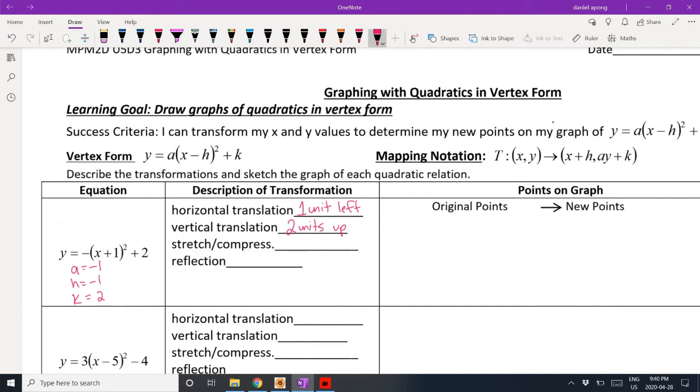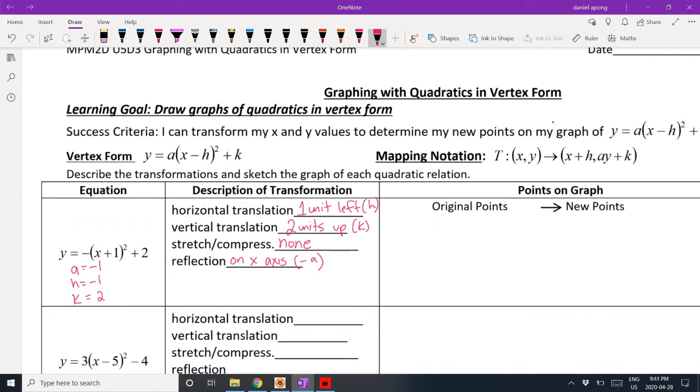And we're going to look at the absolute value of a. It's still 1 for a. So when I say absolute value, we're not taking into consideration the sign, just the number. Because it's 1, there is no stretch or compression, so we'll say none. And is there a reflection? Yes, there is on the x-axis. And that has to do with the negative a. So negative a, the absolute value is 1, and 2 units up, that's our k value, and 1 unit left, that's our h value.